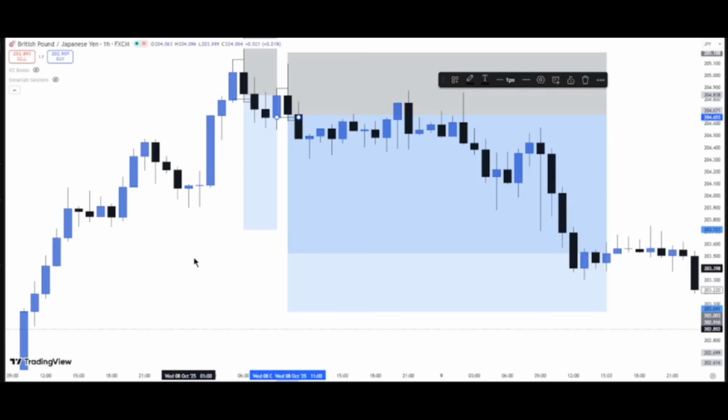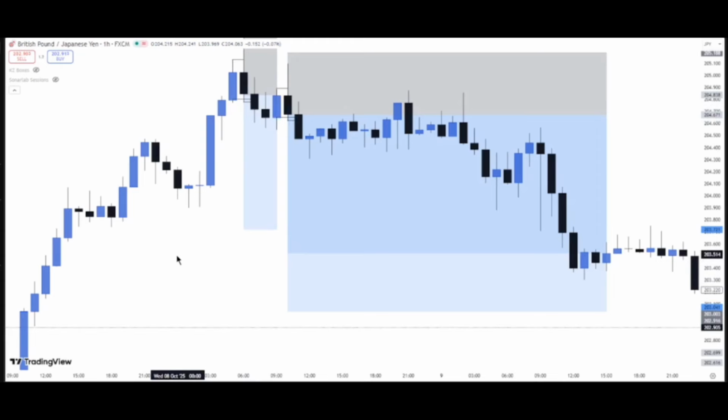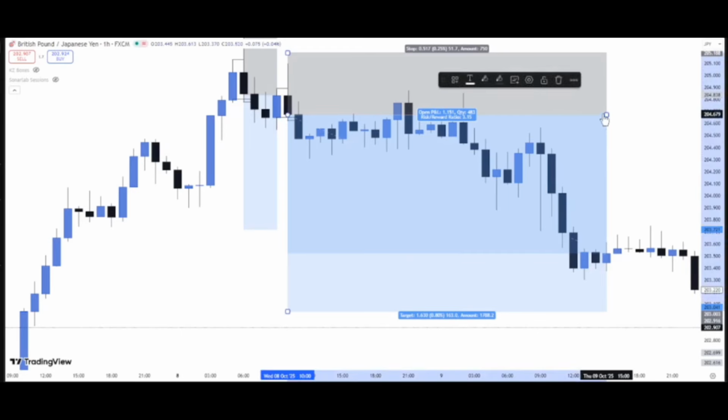And as you can see, all the 3 rules are met there. Okay? So that's why we took the trade from here. And we target 1 to 3 or more. Why? Because it is in the direction of the trend. So simple.